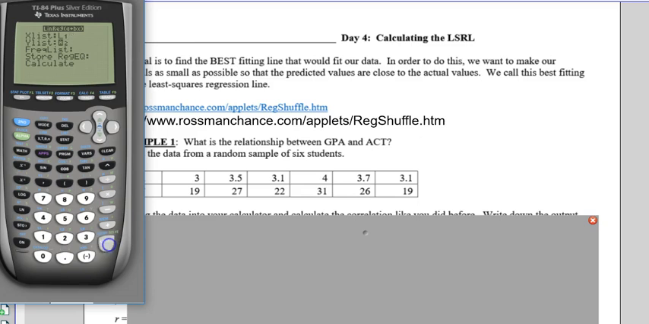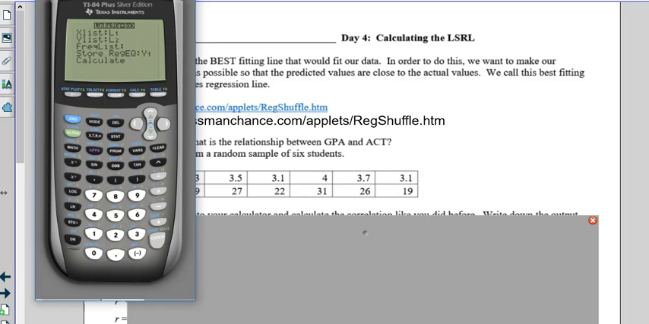Now, remember, you hit enter, enter. We're leaving frequency blank. Now remember, for store, we're going to hit alpha trace and just hit enter. What that's doing is storing the regression line. So, hit enter, enter.